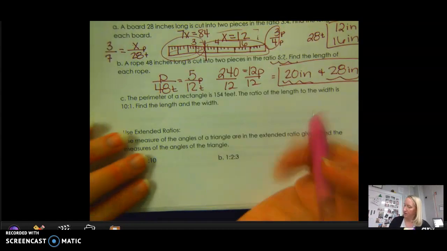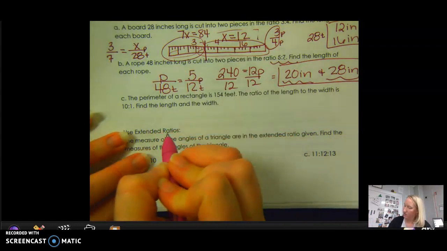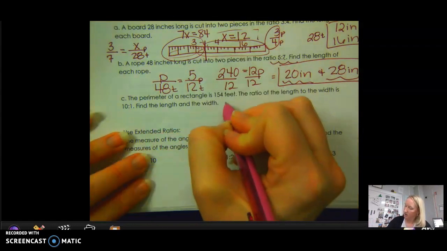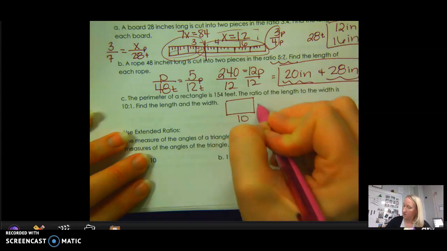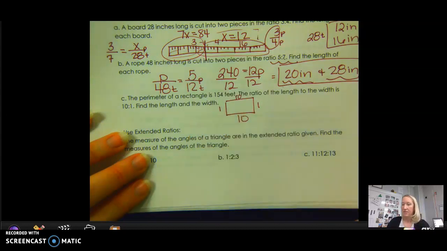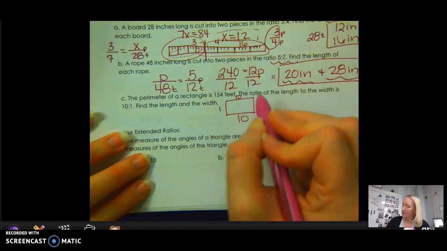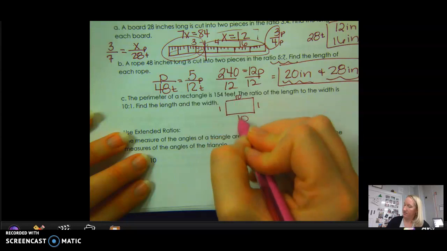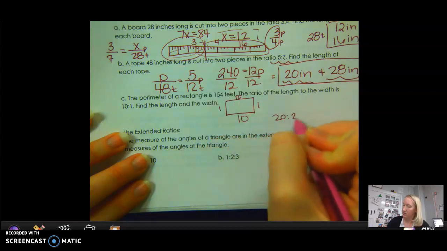So C, the perimeter of a rectangle is 154 inches. Okay, so all the way around. The length to width is 10 to 1. But we're talking about perimeter, right? So they're saying, okay, if I have 10 here, I get 1 here. So if I get 20, I get 2.